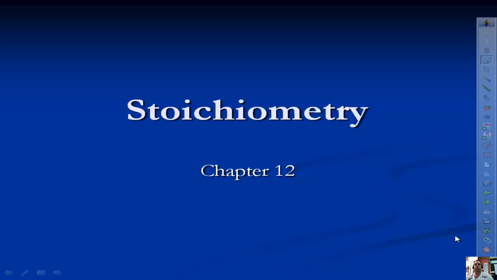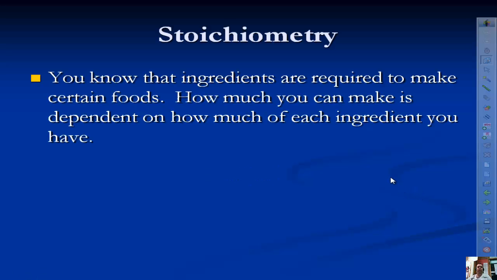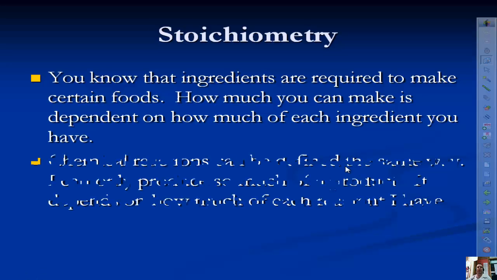Chapter number 12 is going to move us into stoichiometry. And stoichiometry, really, it's the math of chemistry. When you think of the word stoichiometry, of course, it's kind of an intimidating word, but all it really means is math. A certain amount of ingredients are required to make certain foods or certain recipes. How much you can make is dependent on how much of each ingredient you have.